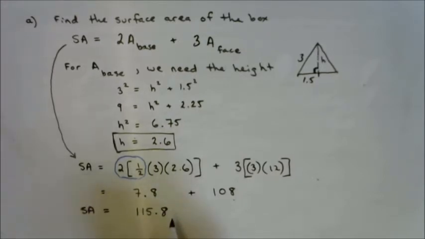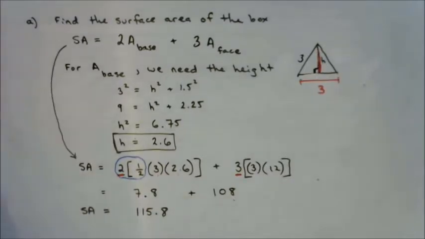I just did this in my head. Half of 2 is 1. 1 times anything doesn't change anything, so this whole thing just becomes 1. I always get confused with the fraction. Why did you write the 3 times 2.6 here? Because the 3 is the base. It has to be 2 because there's not 3 triangles.